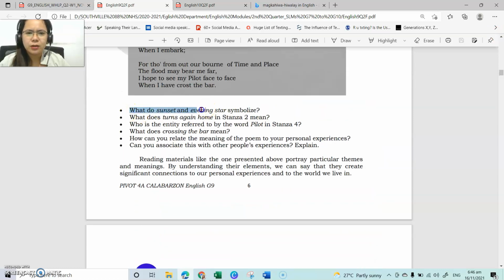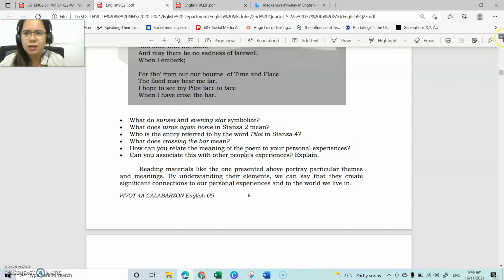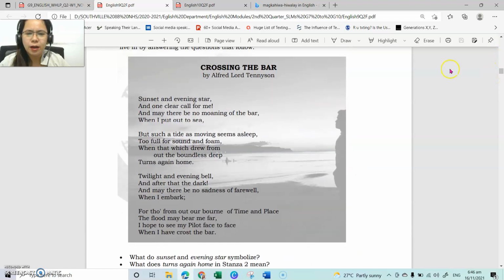Now, first question, what do sunset and evening stars symbolize? Number 2, what does turns again home in stanza 2 mean? So turns again home in stanza 2. So you're going to go back here.